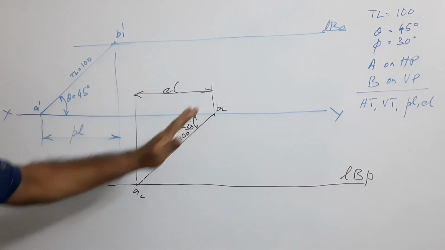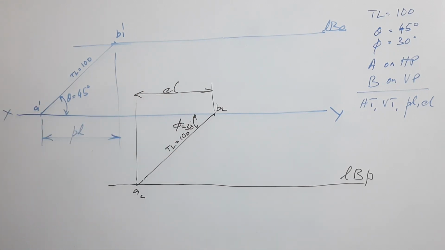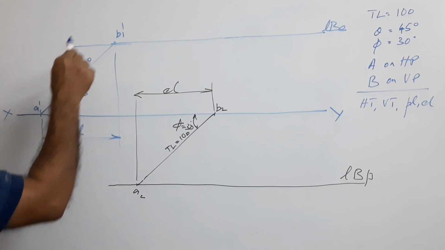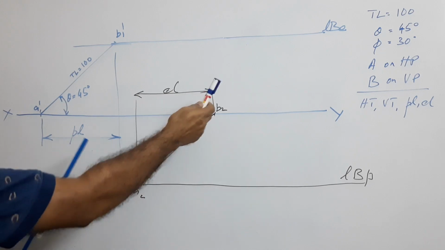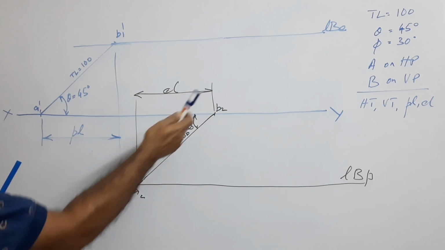You are drawing them separately. For convenience, I give suffixes here also. A1, B1 dash, A1 dash, B1 dash, B2, B to A2.